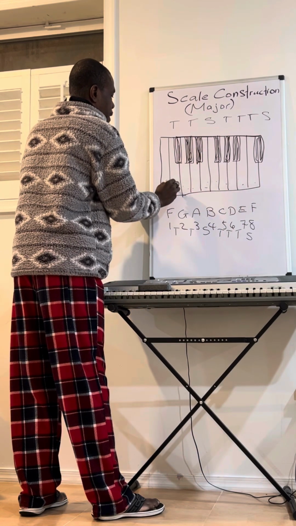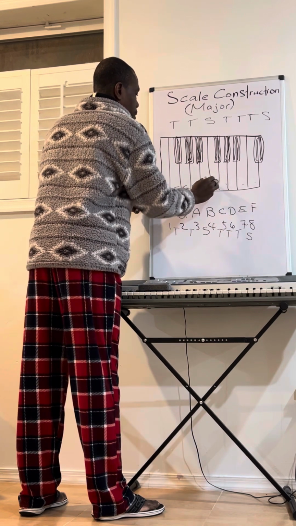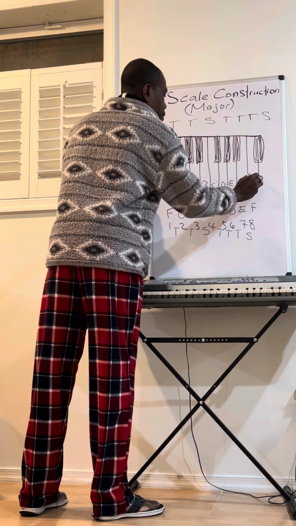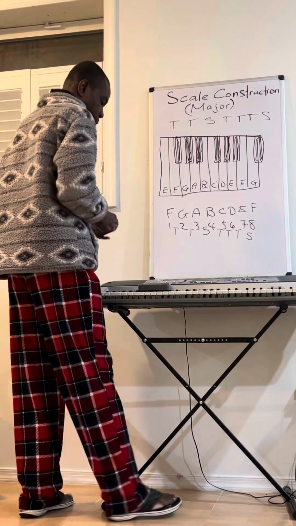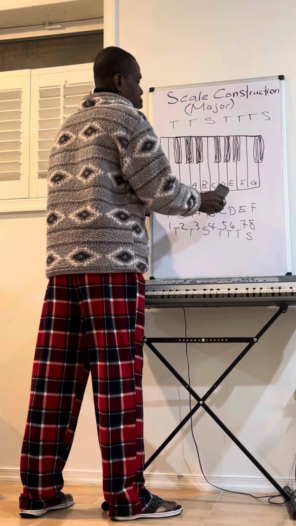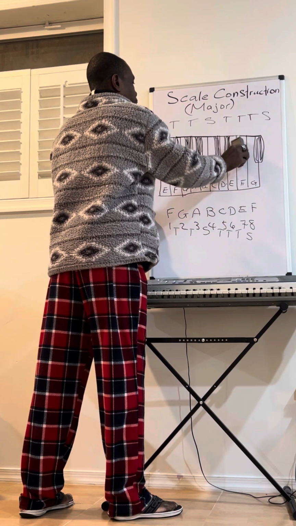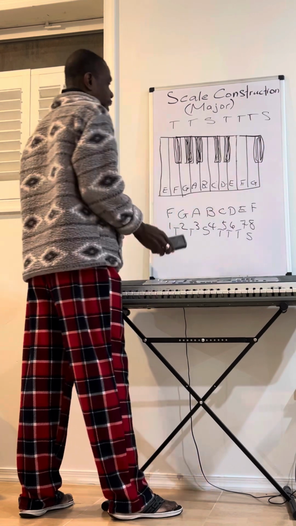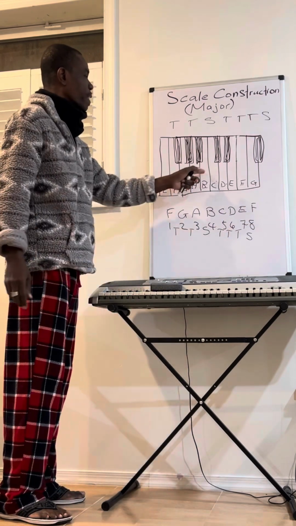This keyboard starts from E. Good. C, D, E, F, G. Okay? I have to do some other adjustments there because there's no black key between E and F. Remember that on the keyboard. Natural semitone. Yes, no black key between E and F and B and C.